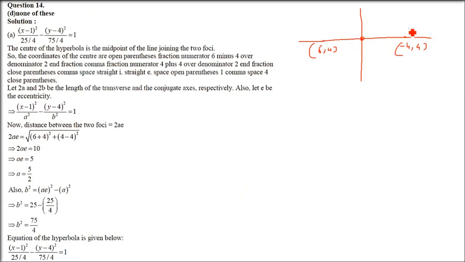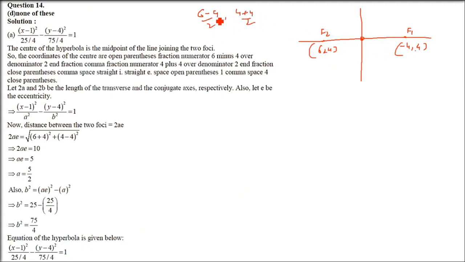So the center, with foci F1 and F2, is the midpoint of the line joining F1 and F2. Similarly, the center is the midpoint of the line joining the vertices V1 and V2. So we are using the midpoint formula: 6 plus minus 4 divided by 2, and 4 plus 4 by 2.